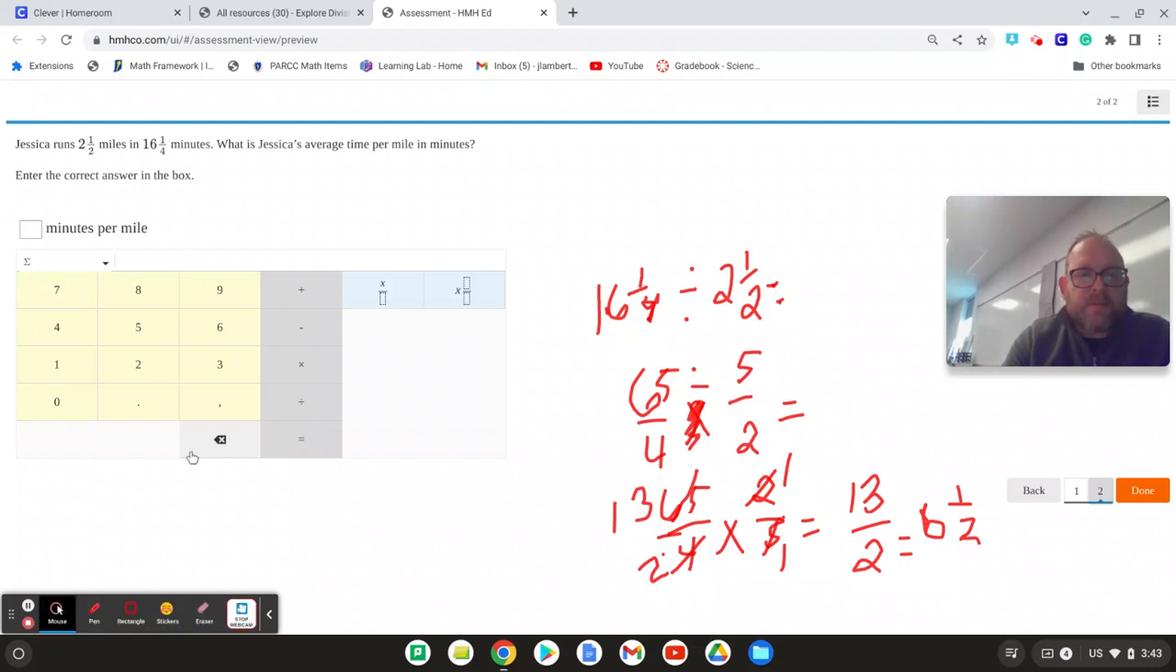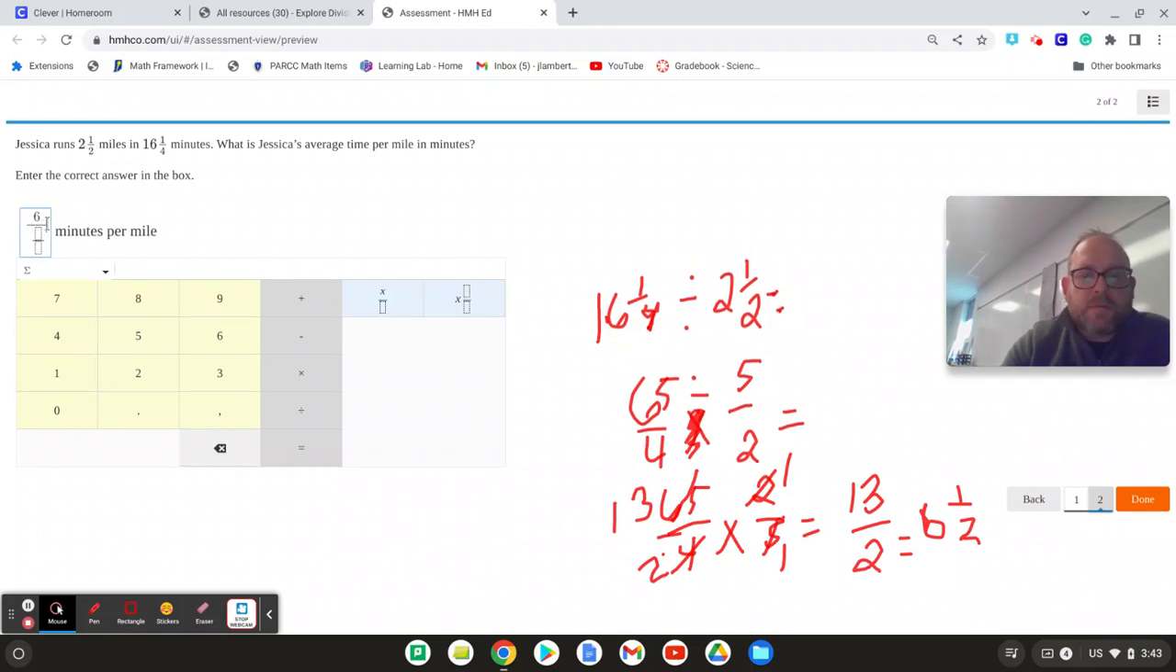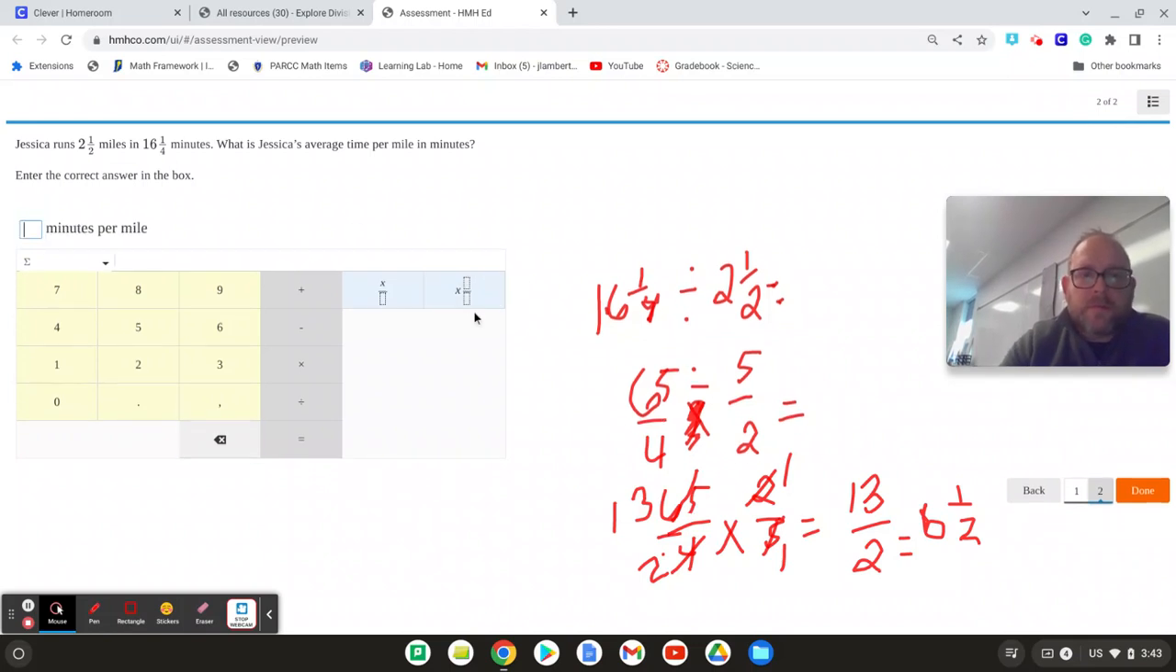So go ahead and type that in. 6 and 1/2. Oh, shoot, I did it wrong. I'm always doing this wrong. Here we go. 6 out front. There we go, 1/2, and we are good to go.